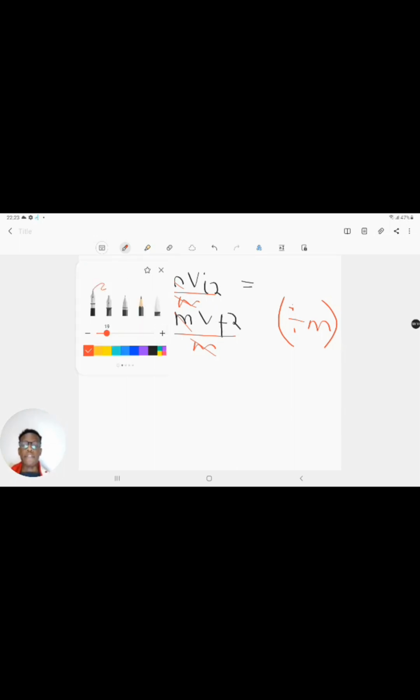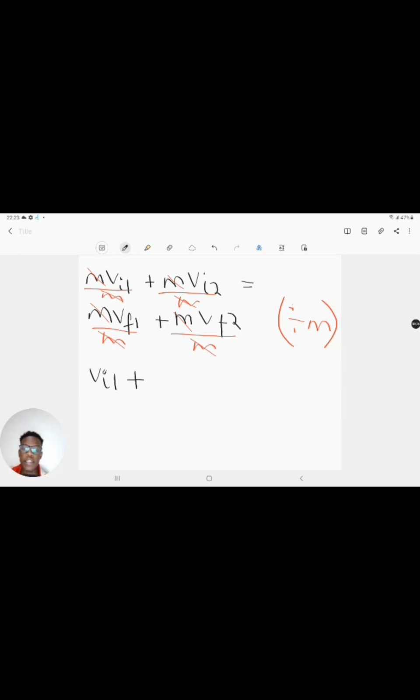So what do I have left? What I have left is the following. I've got the initial velocity of ball number 1 plus the initial velocity of ball number 2 is equal to the final velocity of ball number 1 plus the final velocity of ball number 2. Okay, so now I've got just my velocities in my equation of momentum.